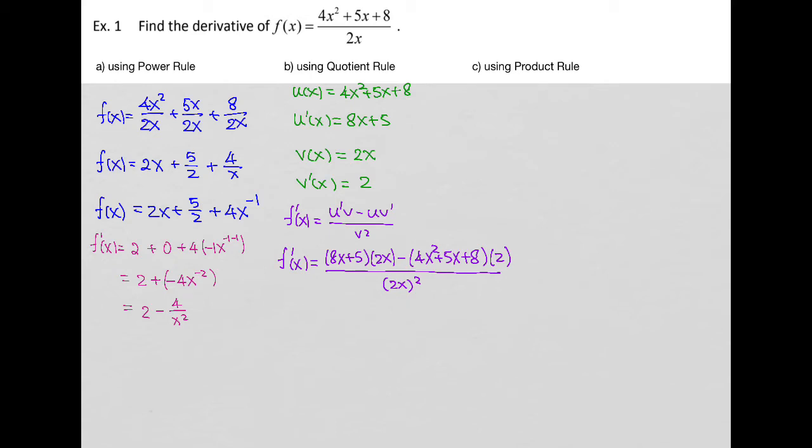And let's simplify the numerator. We're going to have 16x squared plus 10x minus 8x squared minus 10x minus 16 over 4x squared. And collect the like terms. You're going to have 8x squared minus 16 divided by 4x squared.